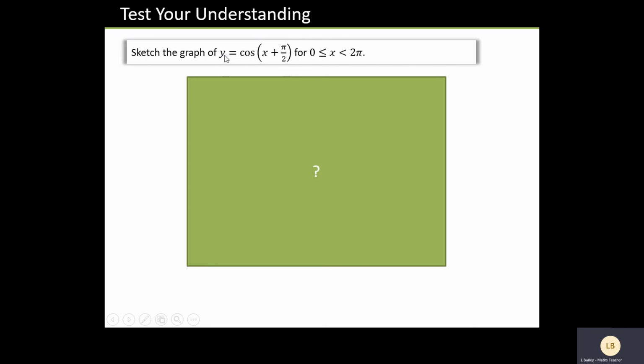So do you want to have a quick sketch of what you think this curve will look like? If you pause me now while you do that.